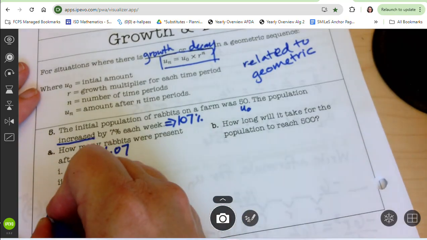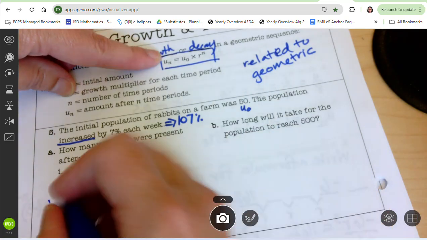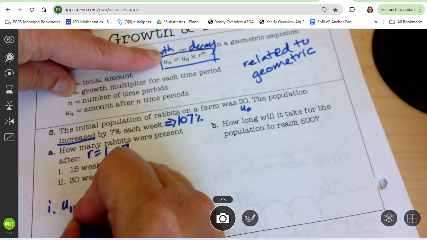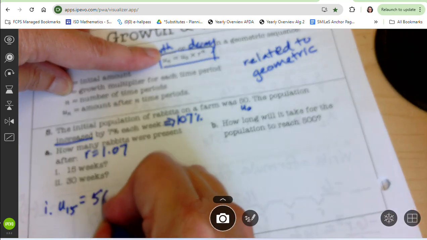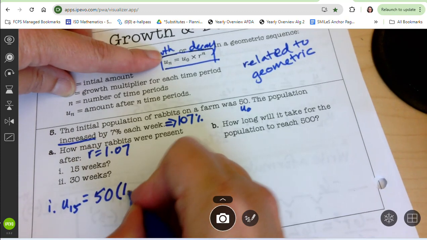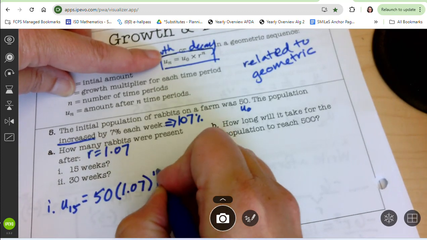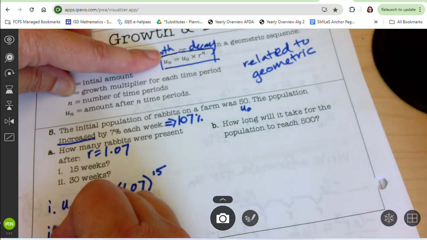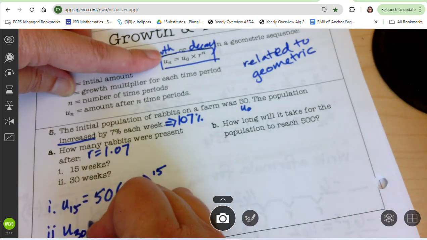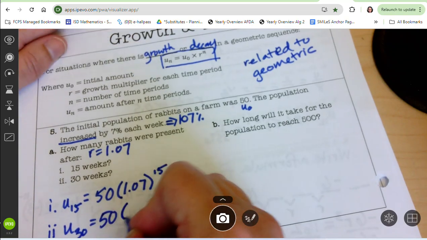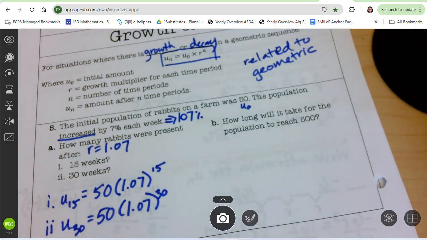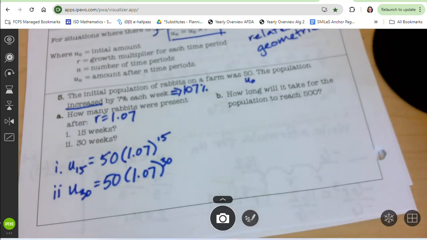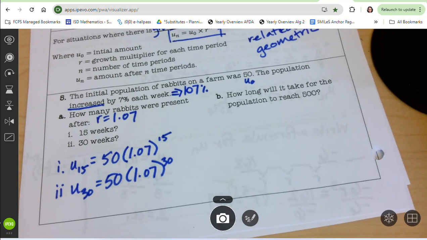So to answer I, I'm going to find u sub 15 equals the initial amount, which was 50, times my r, 1.07 to the 15. And you do exactly the same thing for 30. U sub 30, 50, 1.07 to the 30. All right, so if you haven't yet typed those in your calculator, go ahead and do that.